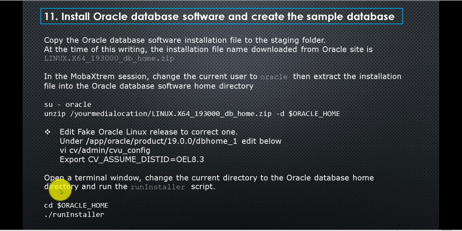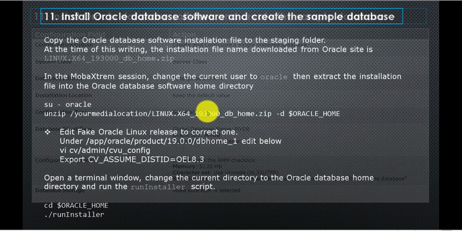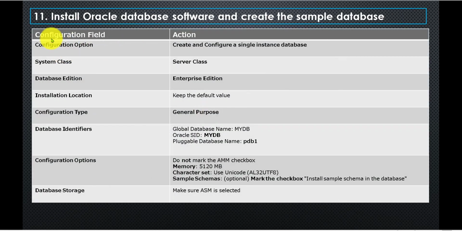And then just open the terminal and you can run the installer script to configure and install the Oracle database software. Alright, so let's type. So here I have summarized some configuration fields. For configuration option, you can create and configure a single instance database, desktop class, or server class. So I think we can check at the same time of installing. So we'll just skip this.